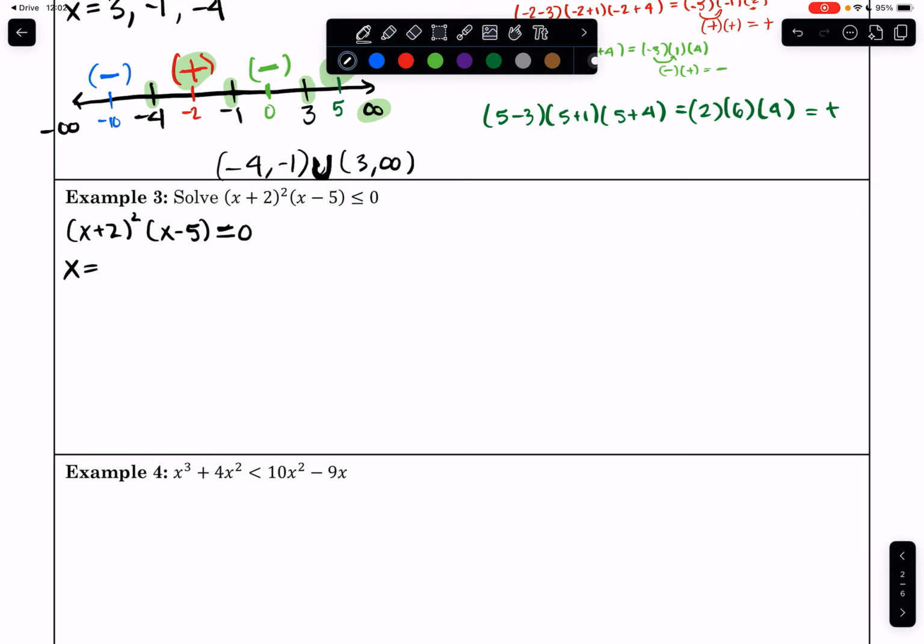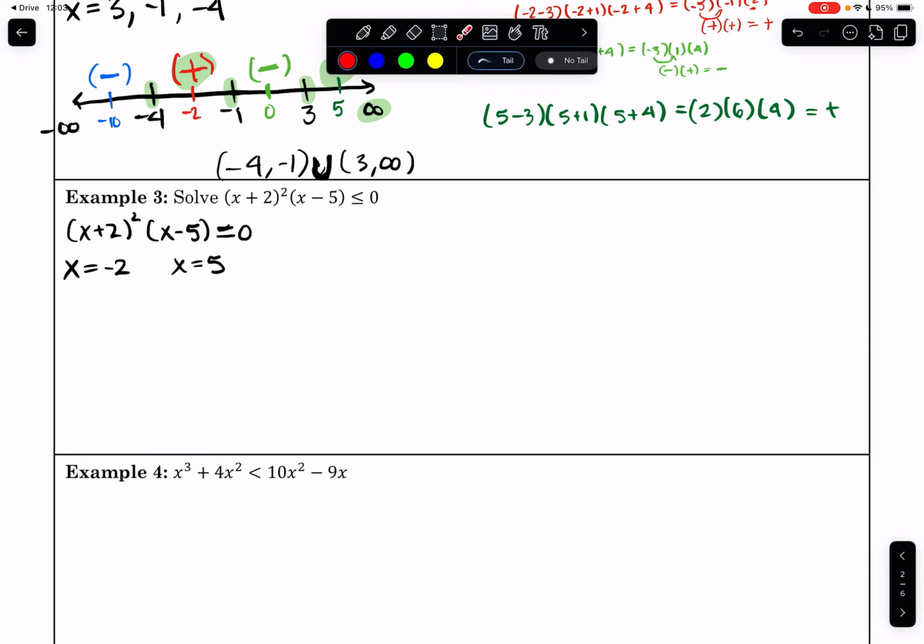Well, to make the first parentheses equal to 0, that means it's going to be -2. Remember, this number doesn't affect what's going to make what's in the parentheses equal to 0. This just tells us that x is going to equal -2 a total of 2 times. And x is going to equal +5 in order to make this parentheses equal to 0, 5 minus 5. So here are the two zeros. This is where the graph is crossing or intersecting the x-axis.